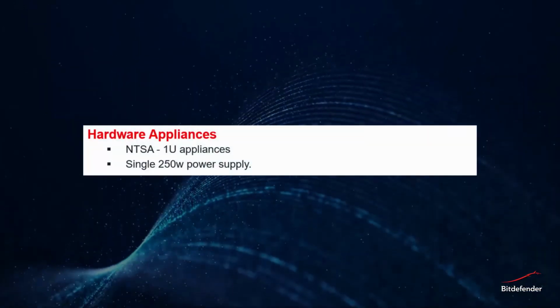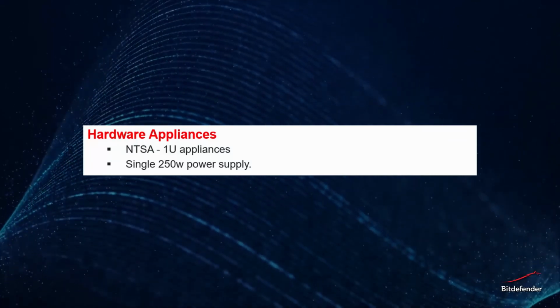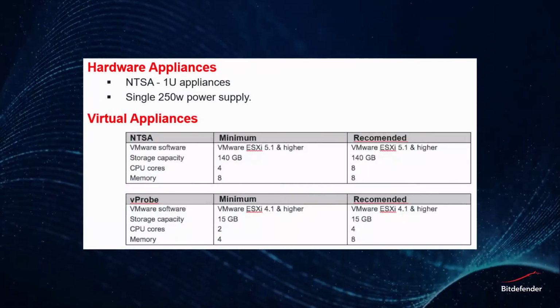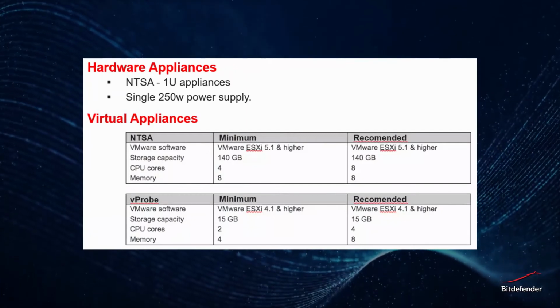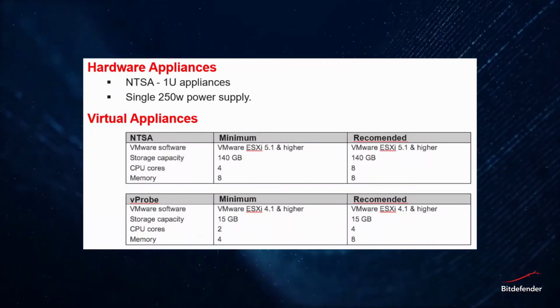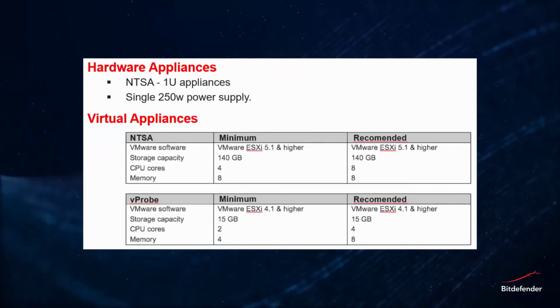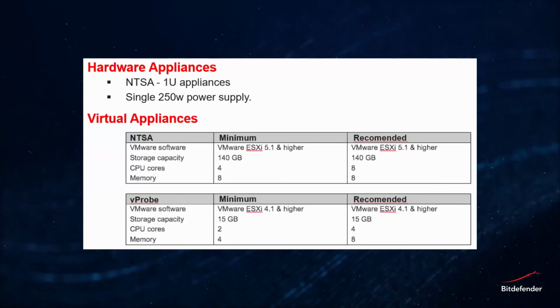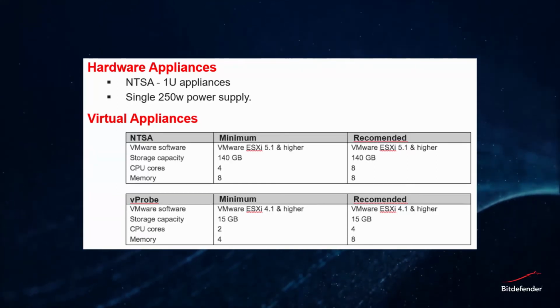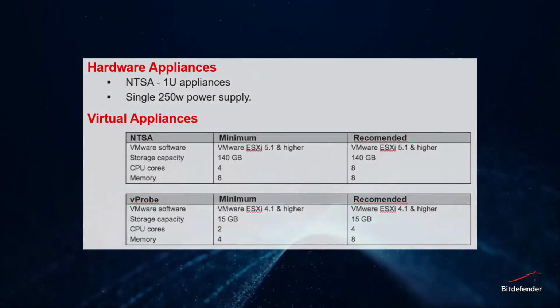In case of a hardware deployment of NTSA, you will be required to have 1U appliances. When in a virtual environment, NTSA will be deployed on at least a VMware ESXi 5.1 with 4 virtual cores, 8 GB of RAM, and at least 140 GB of storage space, while the virtual probe requires at least VMware 4.1 with 2 virtual cores, 4 GB of RAM and 15 GB of storage space.